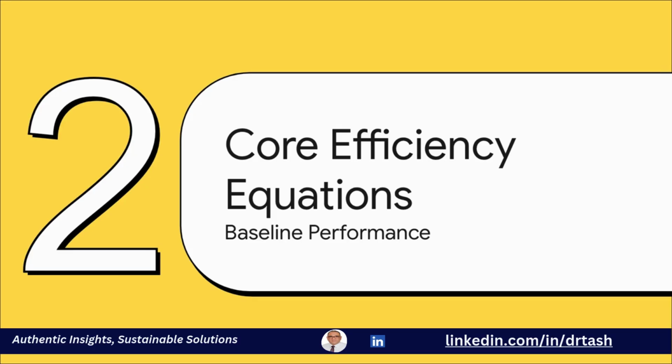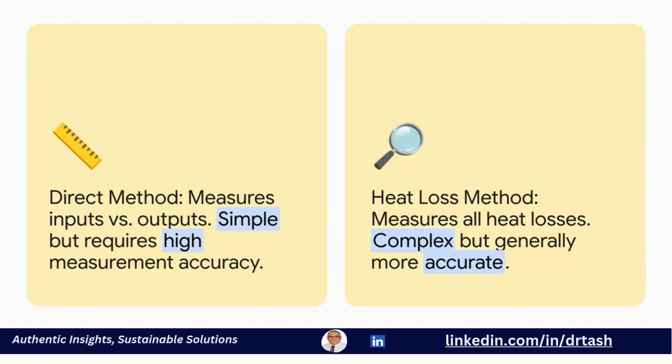First up, our core efficiency equations. These are the absolute fundamentals for figuring out how your system is performing right now, your baseline. So when it comes to measuring boiler efficiency, ASME basically points to two main paths. You've got the direct method, which is super straightforward, what goes in versus what comes out. Then there's the heat loss method. Now, the direct method is simpler, for sure, but the heat loss method, that's usually where the real accuracy is.